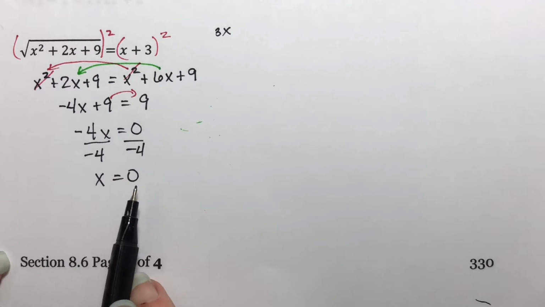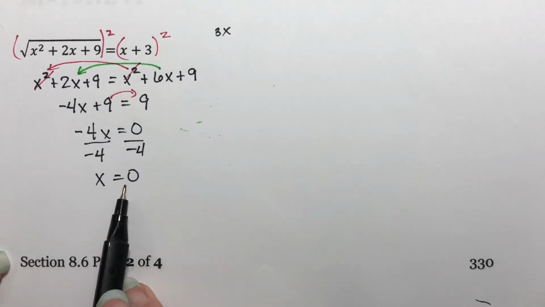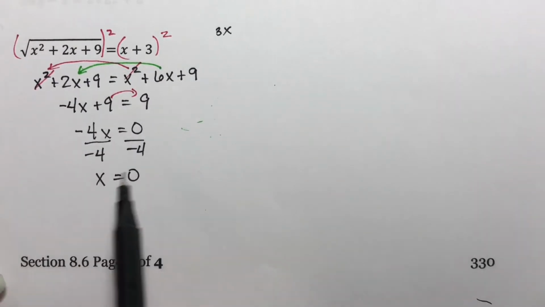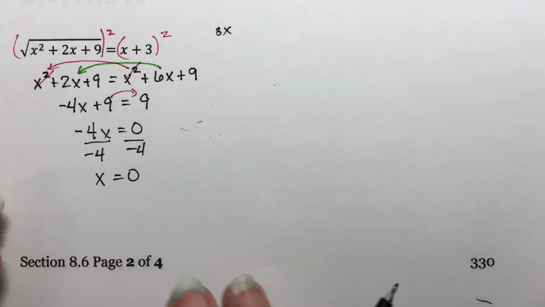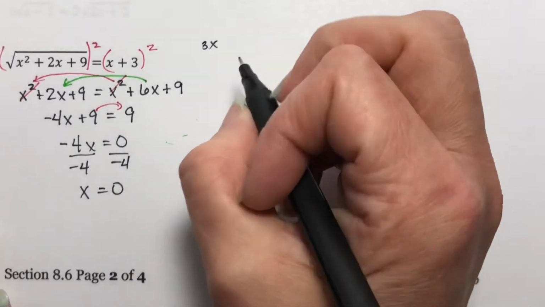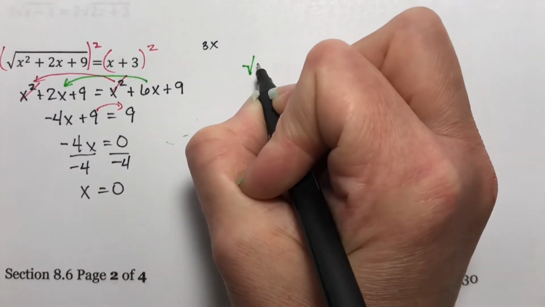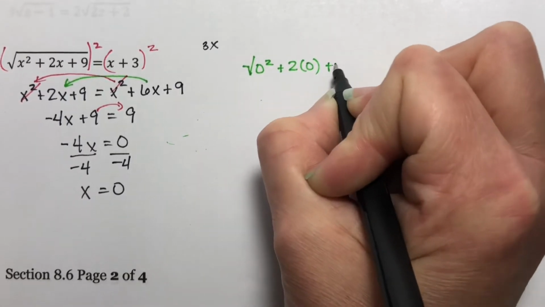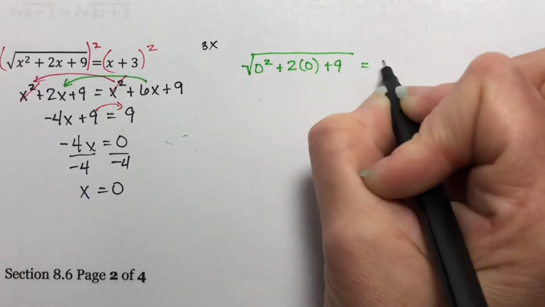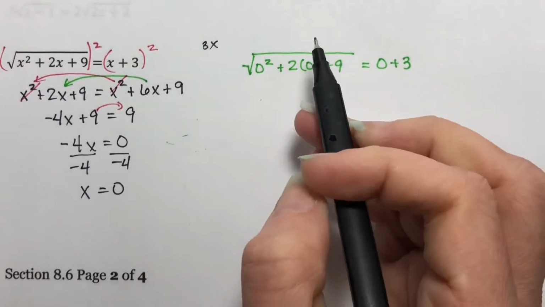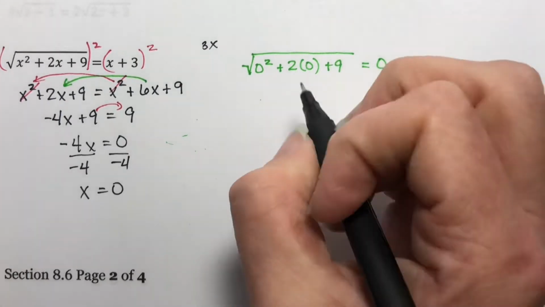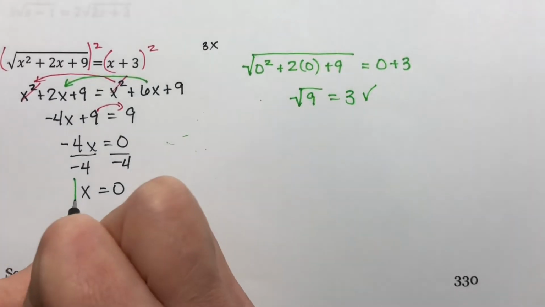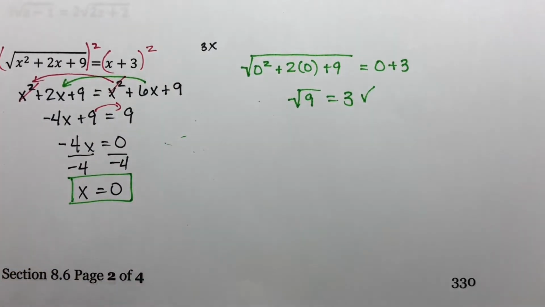Now remember, 0 is a perfectly good answer in general. We, of course, still have to check it, but don't panic because you get 0. It may still work. Okay, I'm going to take this and plug it in here to see if it works. That will be the square root of 0 squared plus 2 times 0 plus 9 equal to 0 plus 3. Well, of course, this is 0 plus 0 plus 9, so that's the square root of 9 is equal to 3, and that is, of course, true. So x equals 0 is a perfectly good answer.